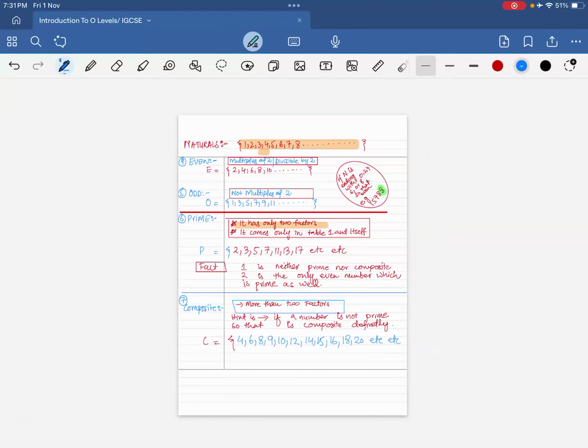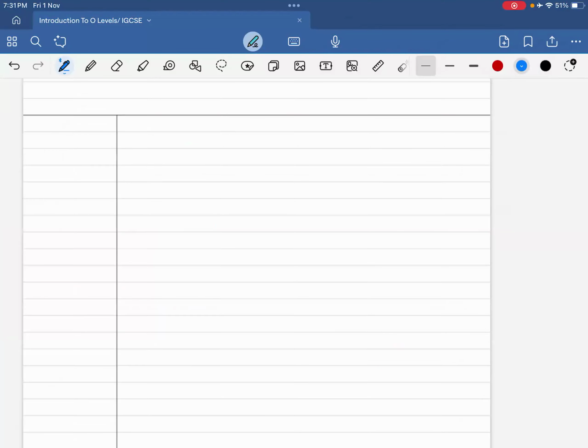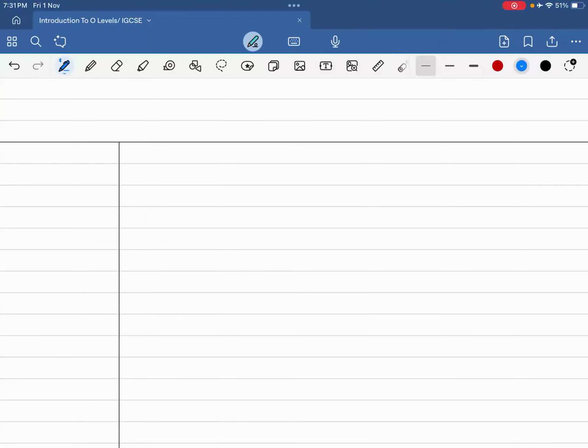All right. Now beta, we need to understand the next family we have. After composite numbers, we have rational and irrational numbers. Most of the students are always confused about these two families, and they are very important from the exam point of view. So family number 8 is rational numbers.